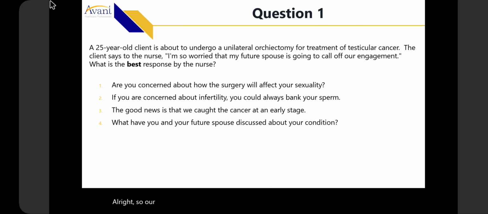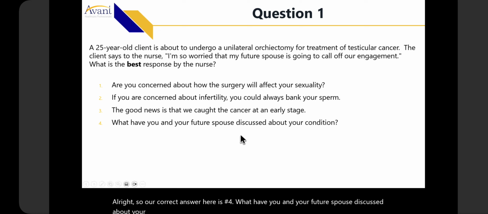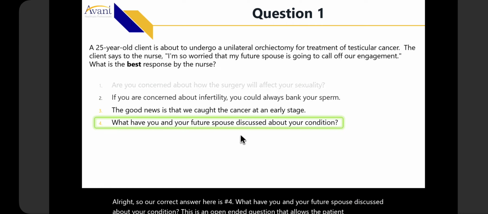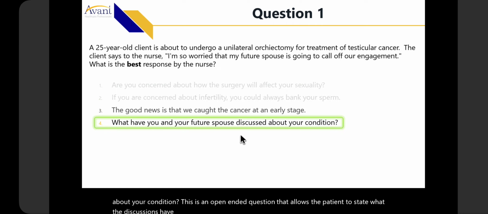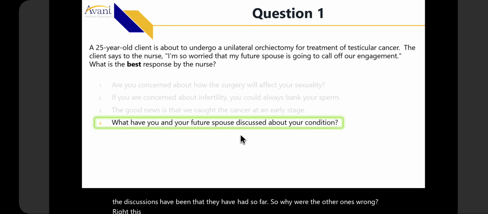So our correct answer here is number 4. What have you and your future spouse discussed about your condition? This is an open-ended question that allows the patient to state what the discussions have been that they have had so far. So why were the other ones wrong? This is always important that you understand why the right answer was right and why the wrong answers were wrong.